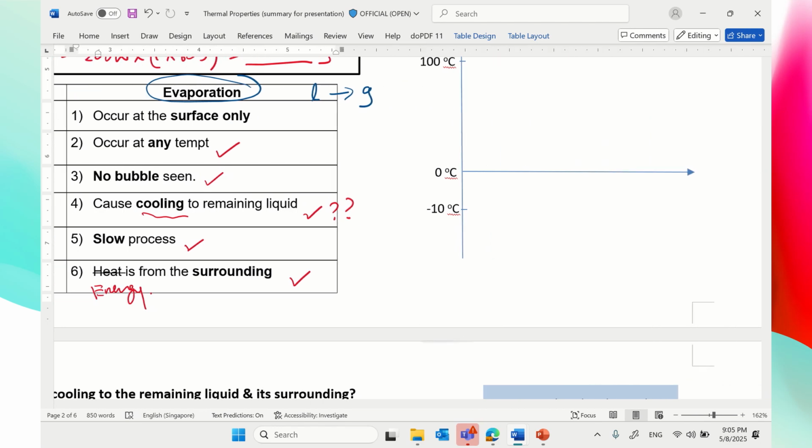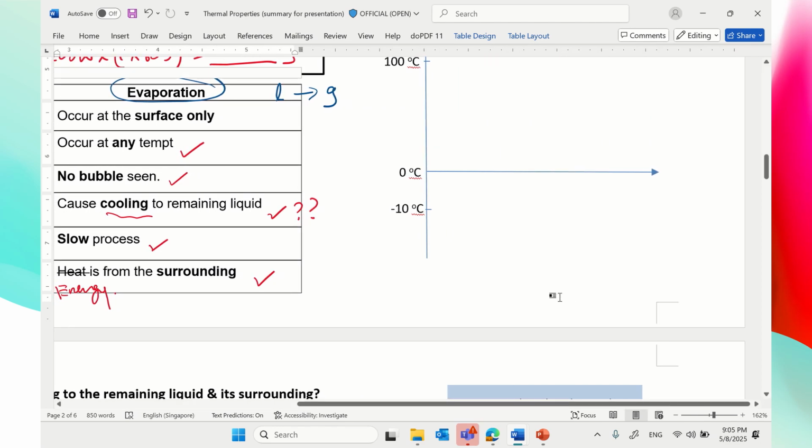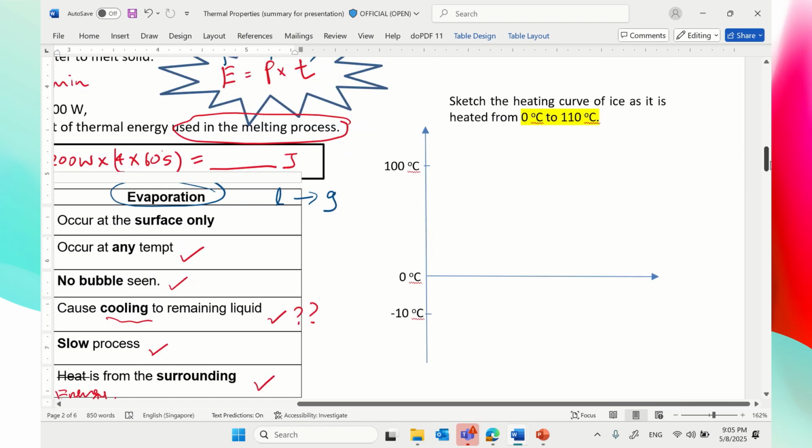Okay, now look at the graph on the right just to see whether you know how to draw. It also involves some knowledge of drawing. Can you sketch the heating curve of ice as it is heated from 0 to 110? Okay, let's do this. Heated from minus 10, not 0. Let me correct this. This one is minus 10 degrees Celsius. So from minus 10, it was still a solid.